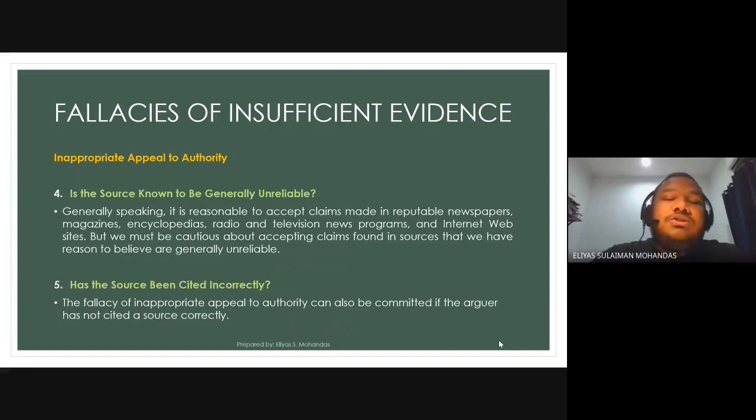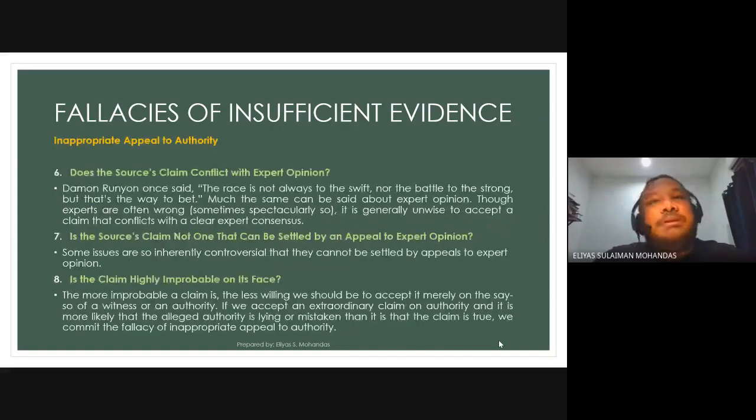Number 6, does the source claim conflict with expert opinion? Is a source claim not one that can be settled by an appeal to expert opinion, or is the claim highly improbable on its face? I think this is clear cut. Whichever is not clear, then I'll explain. Meaning to say, the more improbable a claim is, the less willing we should be to accept it merely on the say so of a witness or an authority.